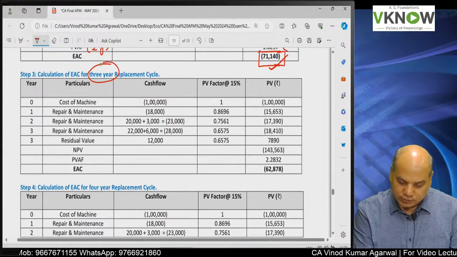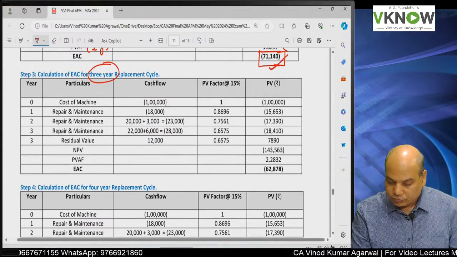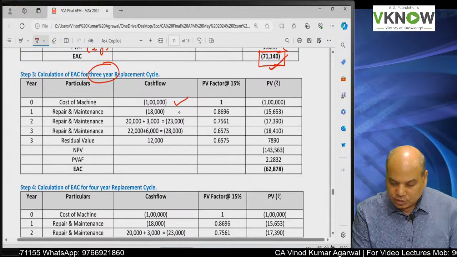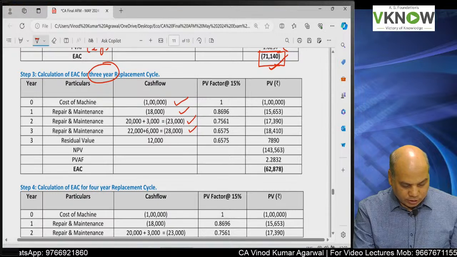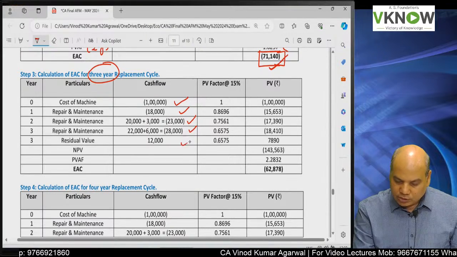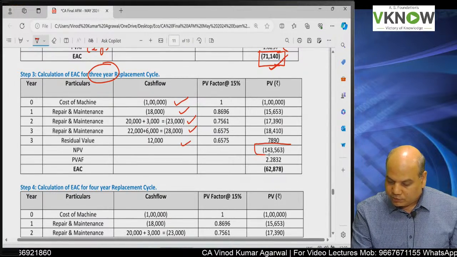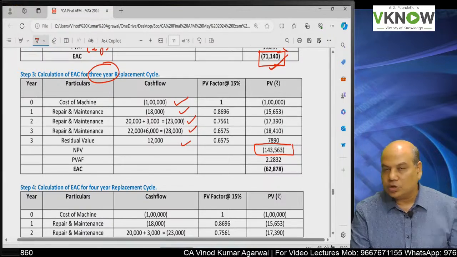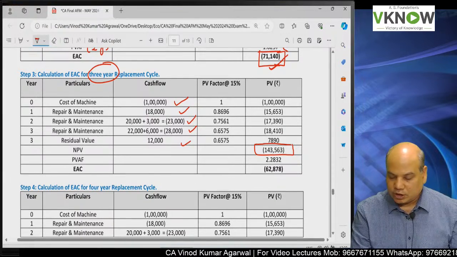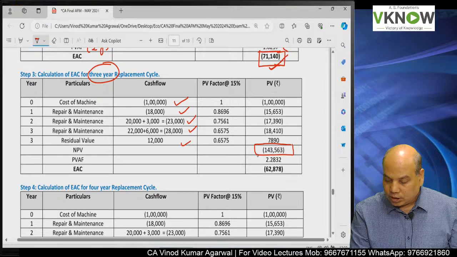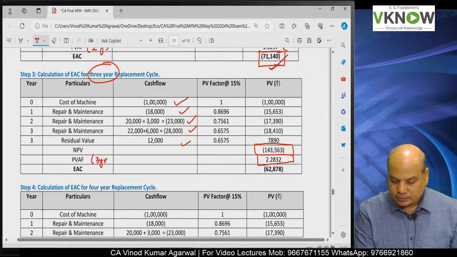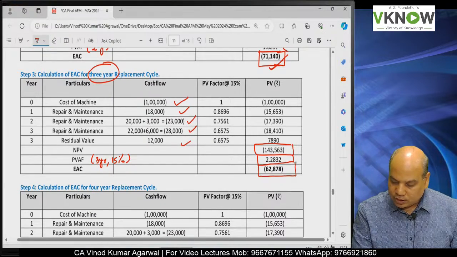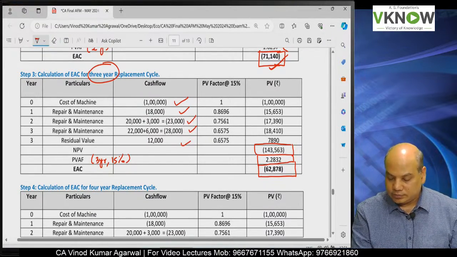If you replace after every 3 years, my cash flow will be the cost of the machine, repair and maintenance for 3 years, 18, 23 and 28, and the salvage value will be 12. NPV will come to this amount, 143,563. Check. Annuity factor 2.2832 for 3 years and 15%, and your equivalent annualized cost is 62,878.